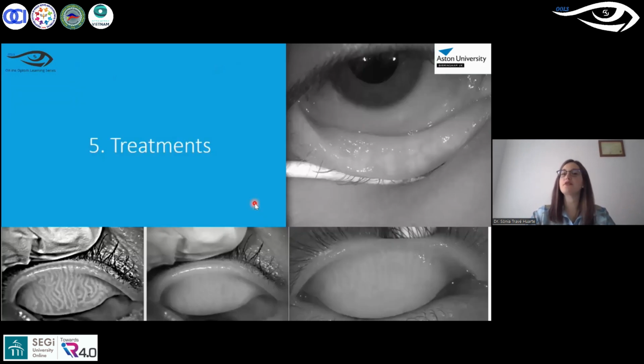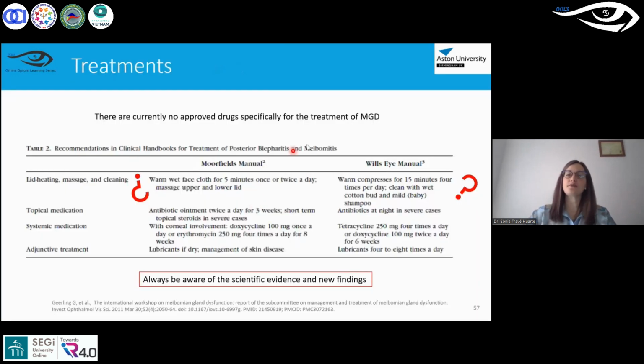So now we're going to move into the treatments. We have to be very careful with what we read. For example, there's some areas such as the old Moorfields manual and the Wills Eye manual that say use a face cloth for 5 minutes or use baby shampoo. We have to be very careful with explaining, and careful with the myths within the society, because we know that a face cloth is not going to keep up with the temperature that we need.